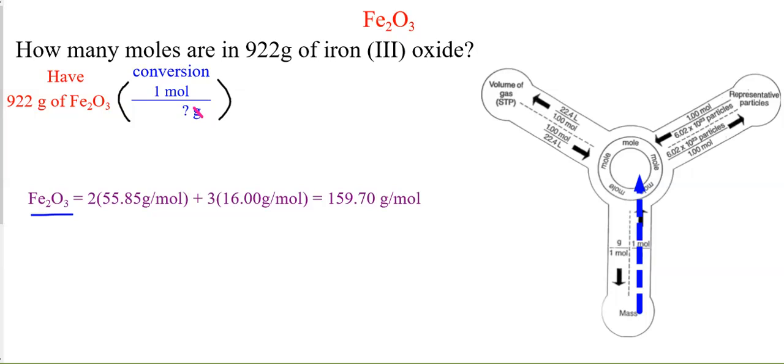So iron 3 oxide, you basically have 2 groups of iron, so 2 times 55.85 grams per mole. You've got 3 groups of oxygen, so 3 times 16.00, and that gives us 159.70 grams per mole when you multiply, then add them all together. Then you put that into your conversion equation.